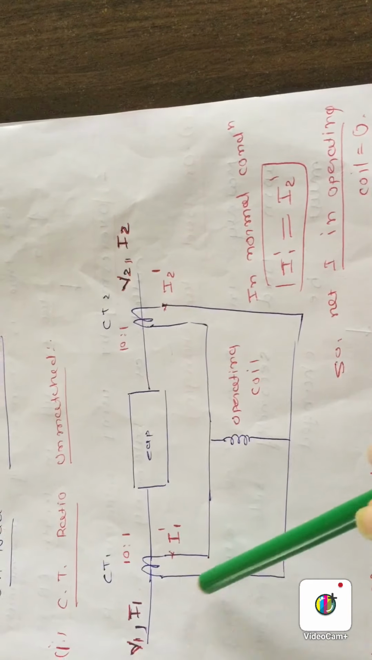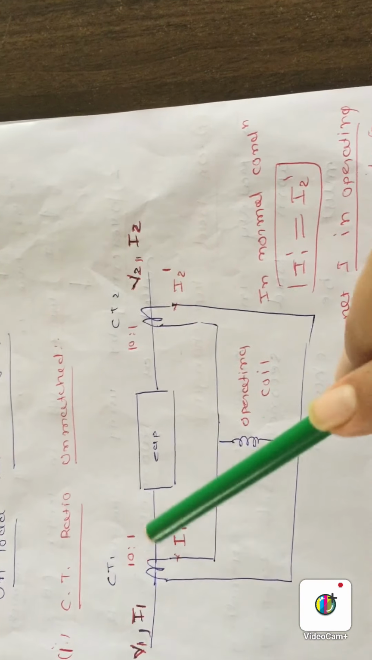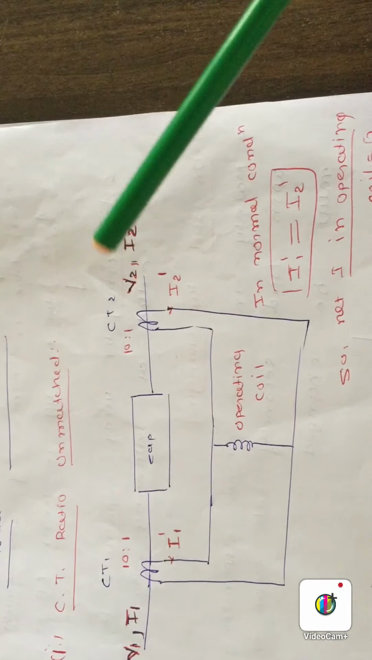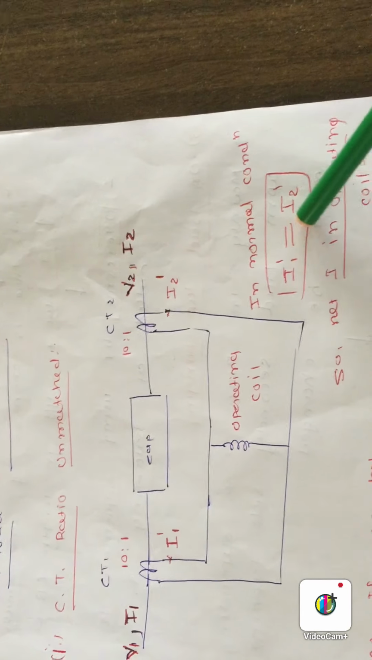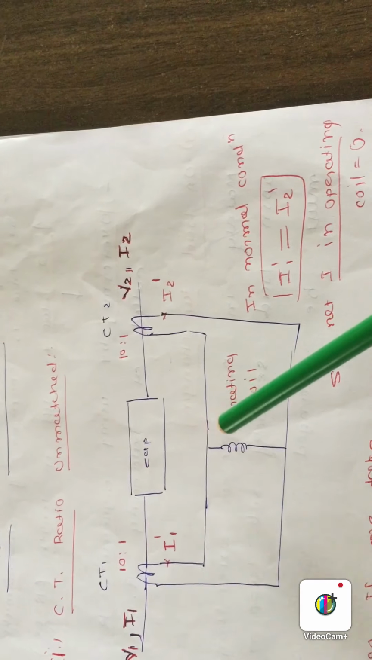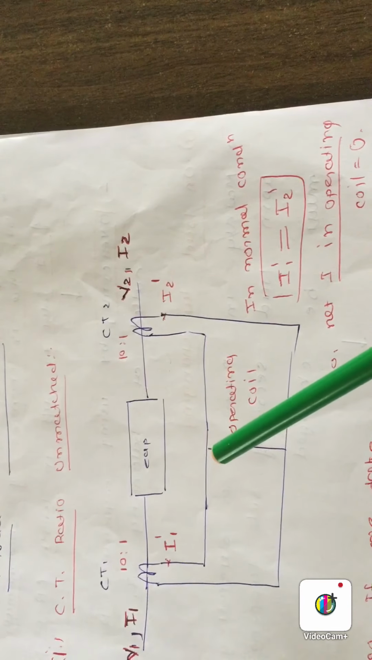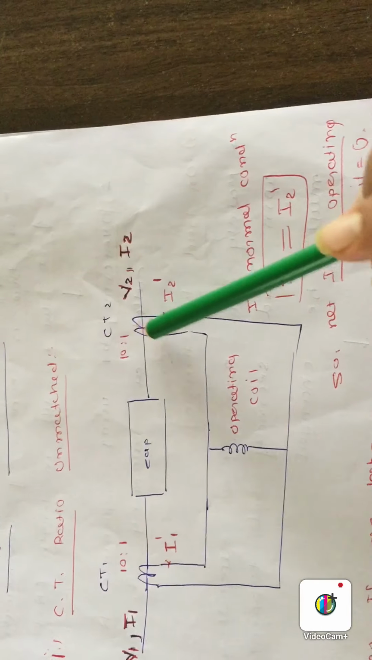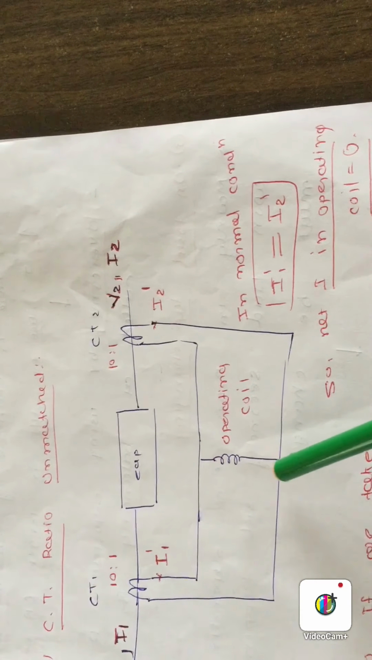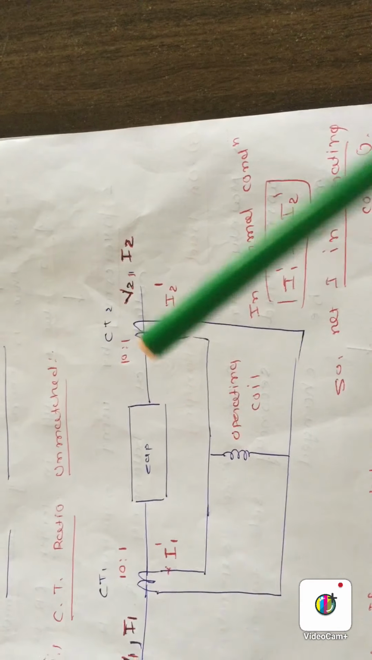In normal condition, if V1, I1 and V2, I2 are the same, then both CTs have the same ratio. So this current is converted into I1 dash, this current is converted into I2 dash, and in normal condition I1 dash and I2 dash are both the same. That's why the net current flow in the operating coil must be 0. But we already discussed in an earlier lecture that in normal condition these two CTs do not have identical nature. That's why in normal condition also the current flowing through the operating coil, which is I1 dash minus I2 dash, is not exactly 0.